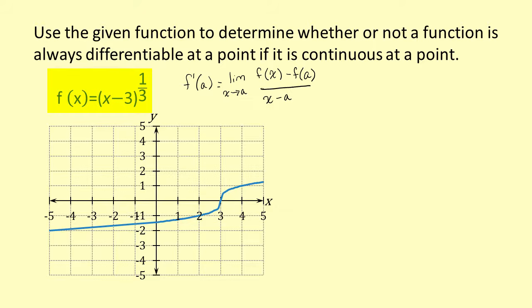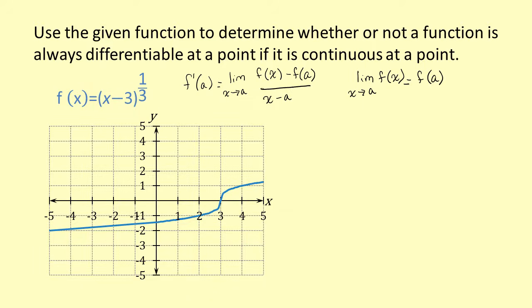Let's use the function f(x) = (x - 3)^(1/3) to determine if a function is guaranteed differentiable at a point when it is continuous at that same point. The graph of f(x) may look continuous, but let's verify this by showing that the limit of f(x) as x approaches a equals f(a).